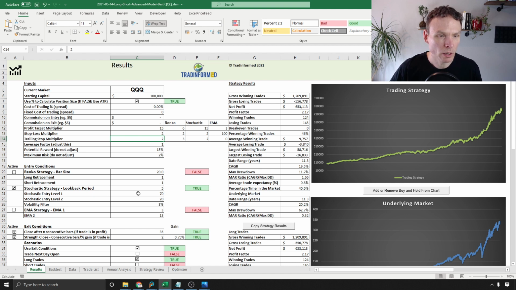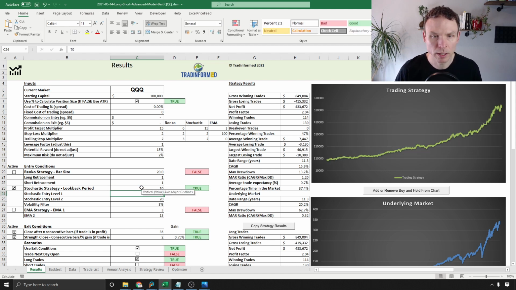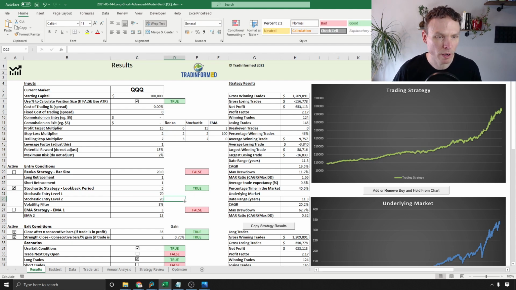So finally, let's have a look at the stochastic look back period. I'm using 5 bars. It's not essential to use 5, but a shorter period tended to work better, although a longer period will also give decent results. So I'm going to keep it at 5 there.